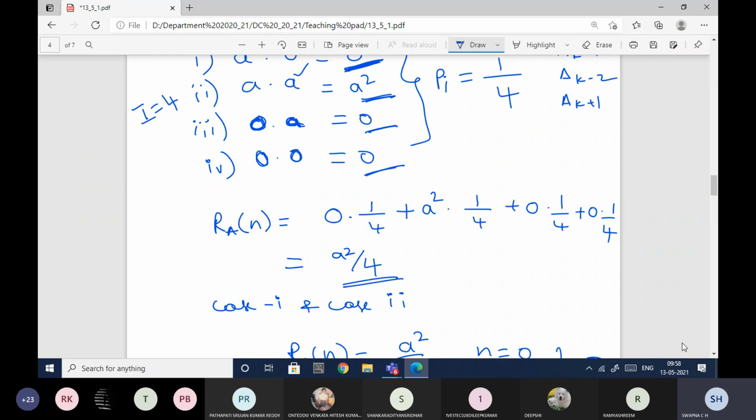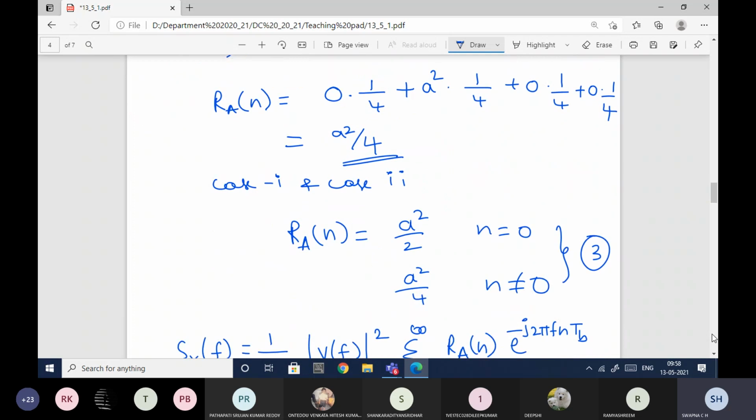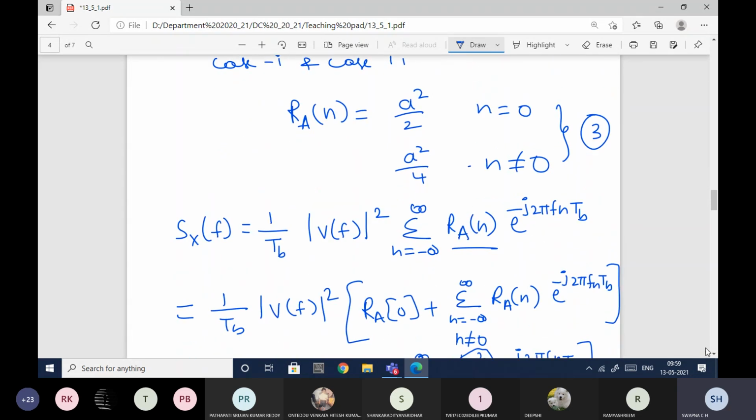So I've got A square by 4. Okay, so the overall result of autocorrelation I've represented here. R_A of n is equal to A square by 2 when n is equal to 0, and A square by 4 when n is not equal to 0. Okay, then finally I've substituted |V(f)| whole square value in this and R_A of n in this.